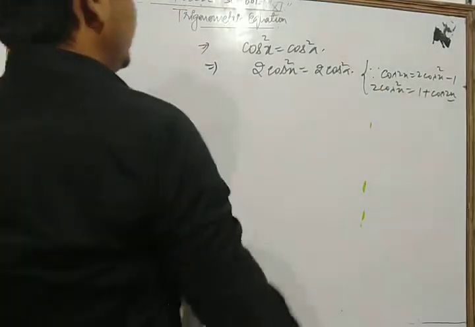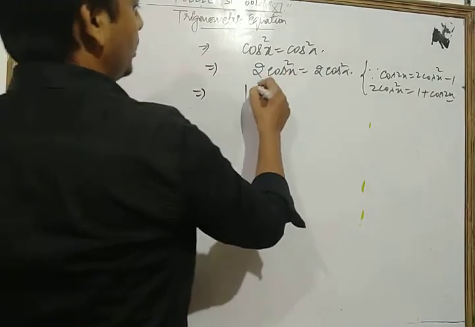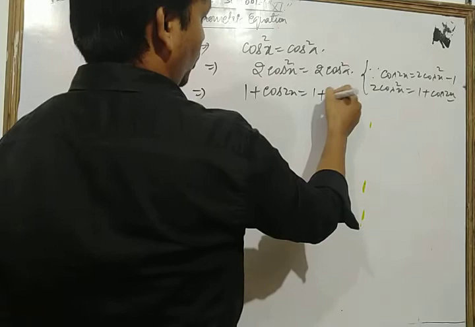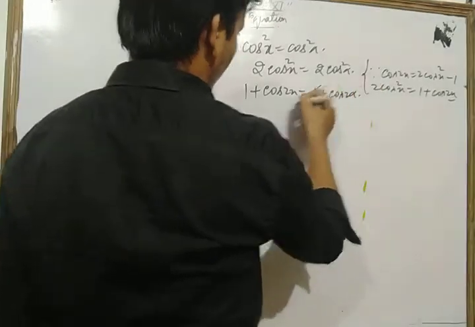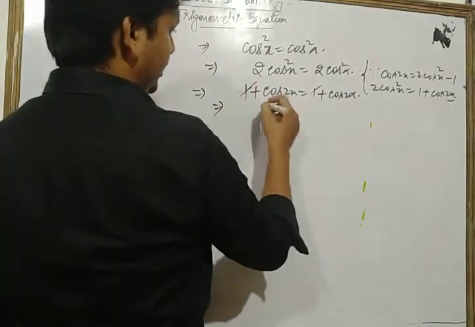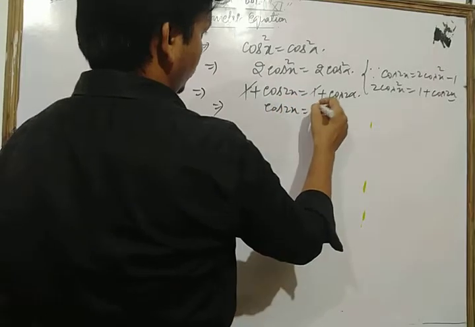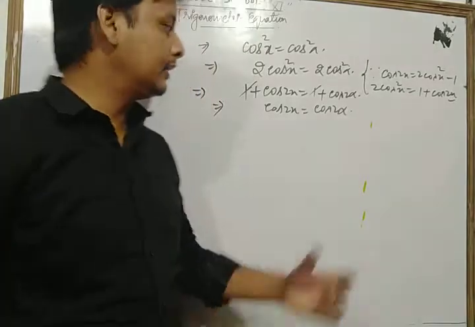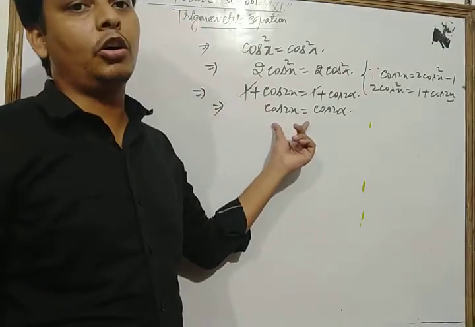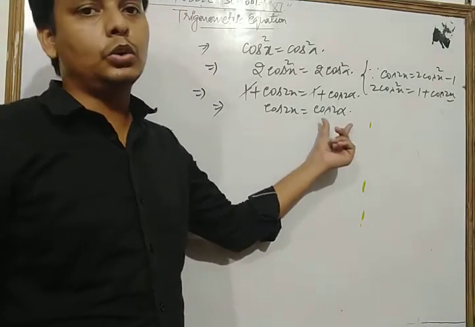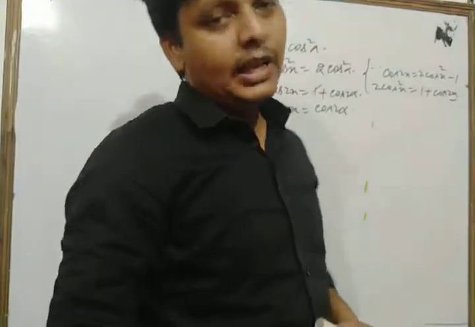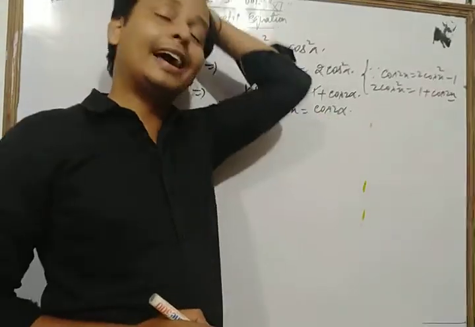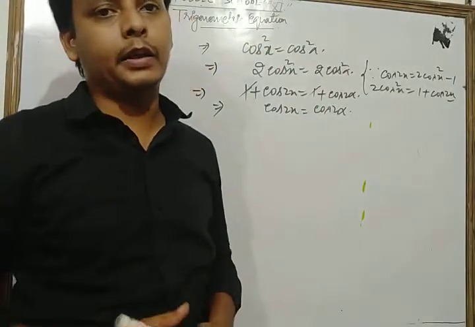So we write 1 plus cos 2x = 1 plus cos 2 alpha, since the right side has alpha. Now the 1 cancels on both sides, so we get cos 2x = cos 2 alpha. Again we observe that this is a trigonometric equation of the form cos x = cos alpha, and we already know the general solution of cos x = cos alpha is x = 2n pi plus or minus alpha.